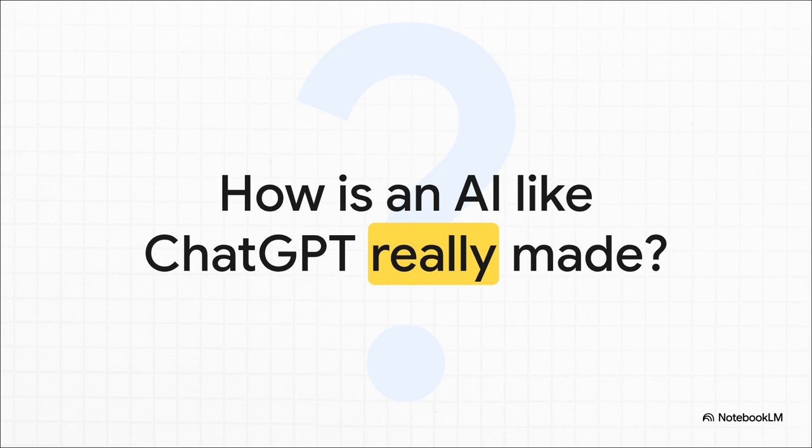So that's the big question, right? How is an AI like ChatGPT really put together? We're going to pull back the curtain and look at the whole process. We'll check out the raw ingredients, the revolutionary oven they're baked in, and even the final taste testing that makes them useful to us. This is the secret recipe, completely broken down.